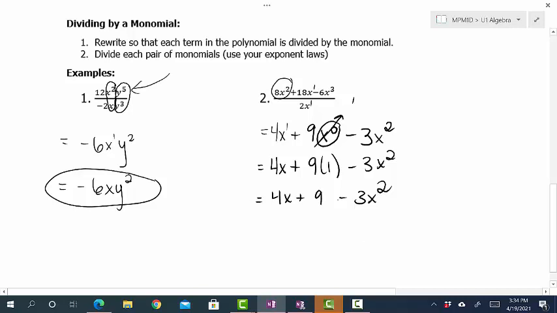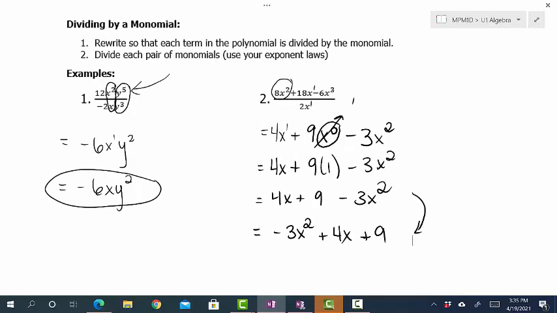Now, we scan from left to right. Are there any like terms in this polynomial? No, there are not, because they all have different variables and exponents. Okay? Now, the only last thing that you can do to make this an even more perfect answer is we usually like to order the terms from highest exponent to lowest exponent. So I'm just going to rearrange the order of the terms. I'm going to put the negative 3x squared first, because the x squared, that's the highest exponent. Then I'm going to put the 4x, because that's the next highest exponent. And I'm going to stick the 9 at the end, because it doesn't even have a variable and exponent. Okay, so it's always better to write your terms in order from highest exponent to lowest exponent.